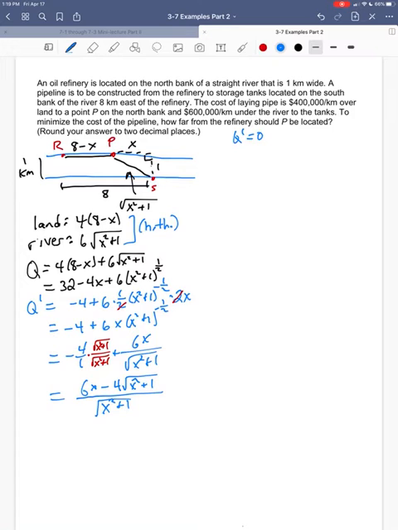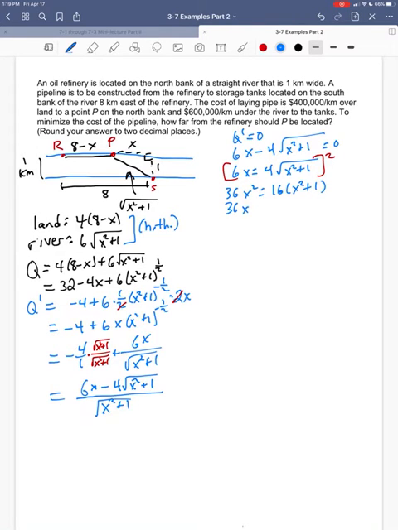So that's going to say 6x minus 4 times this square root is equal to 0. So I'll move the square root to the other side. And then I'm just going to square both sides of this equation. So I'll get 36x squared equals 16 times x squared plus 1, right? A square root squared goes away.